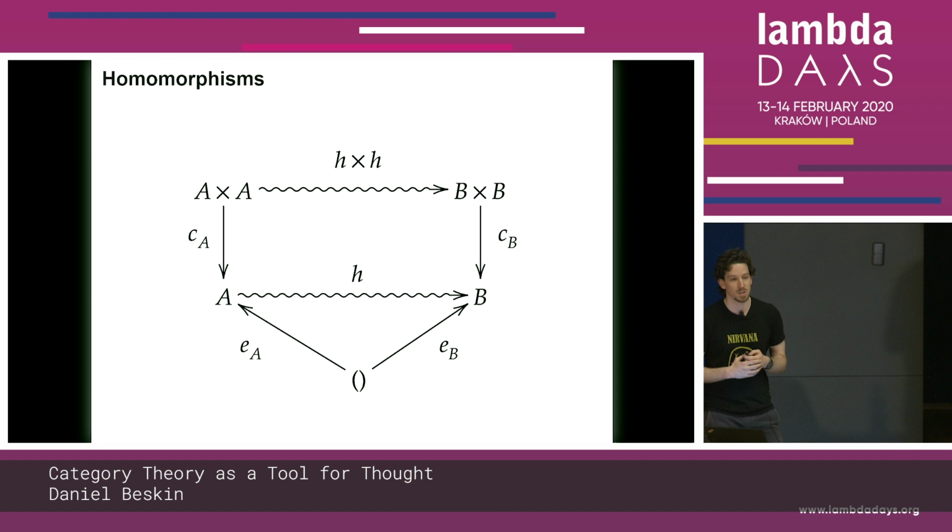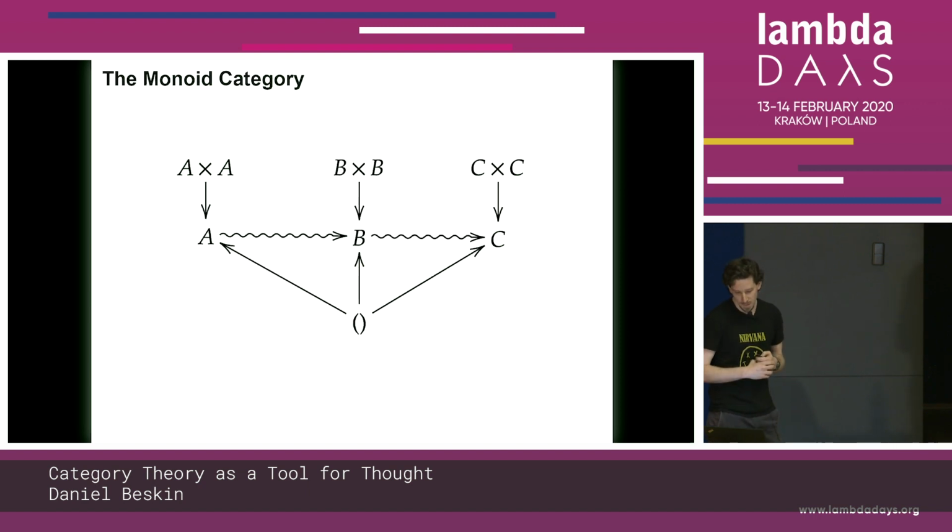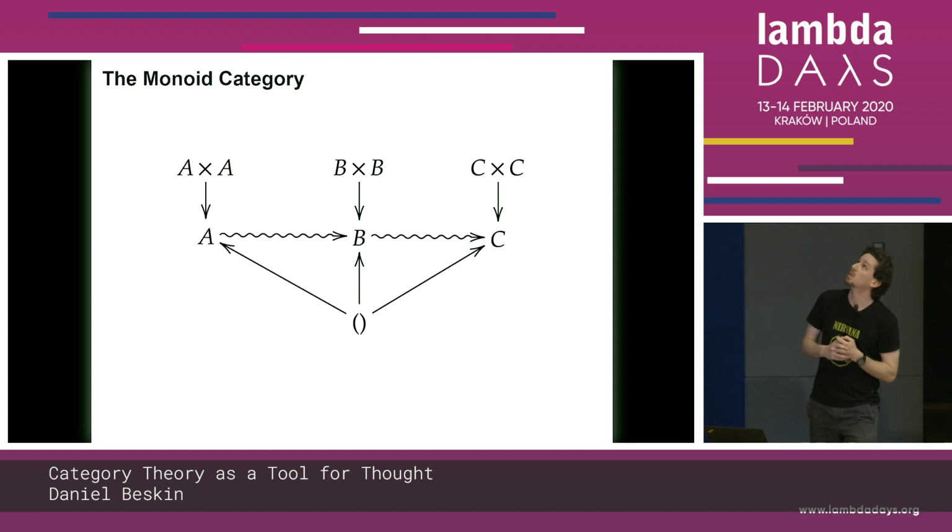And it happens that homomorphisms compose. And every time you see composition, it's a cue to search for a new category. So behold the monoid category. Objects in our category are monoids over various types, and the morphisms are homomorphisms between the monoids.